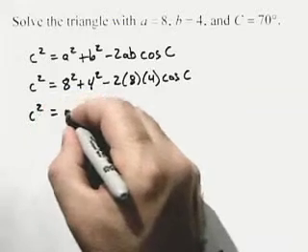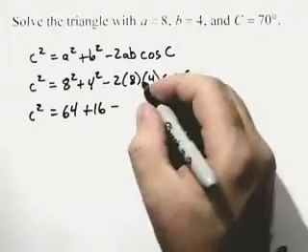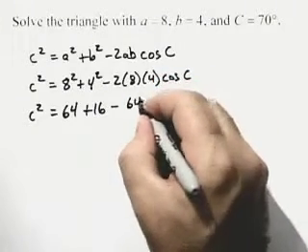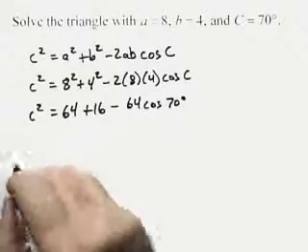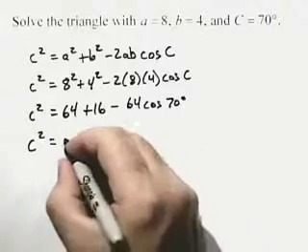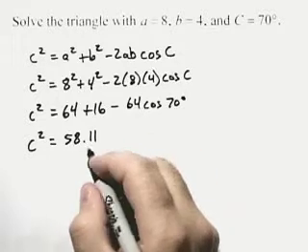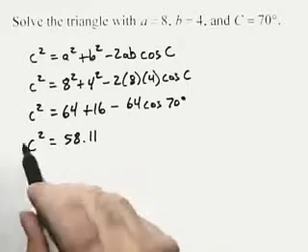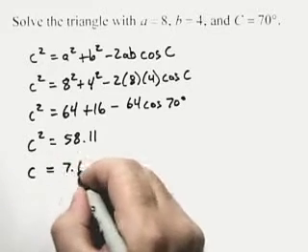So we have c squared equals 64 plus 16 minus 64 cosine of 70 degrees. Simplifying, we'll get c squared is equal to 58.11. And take the square root of both sides using the positive square root, since c is the length of a side. We'll get that c is equal to 7.62 units. We now have the lengths of the three sides of our triangle.